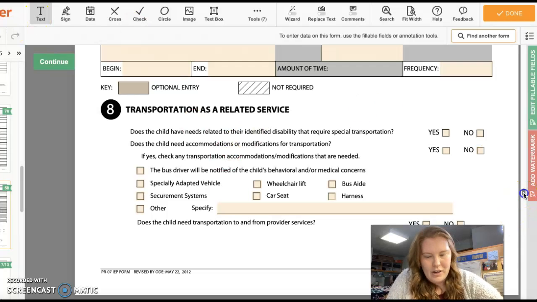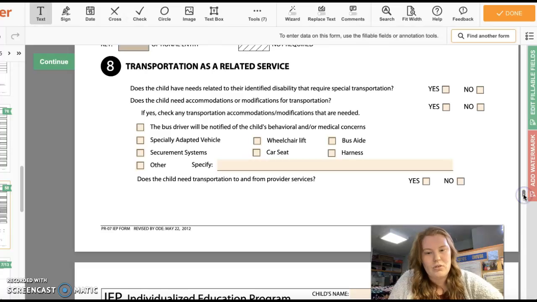The other part of section 8 is, does the child need transportation to and from provider services? So for services that are not being done at the school, whether that's, say, speech for some reason is not being done at the school and it's being done after school, and the parent cannot transport the child, then the school is responsible to provide transportation for the child to get to those services.